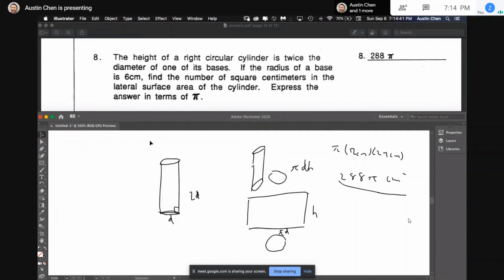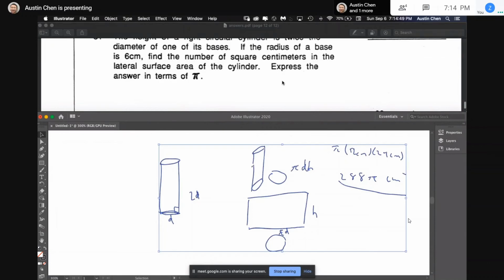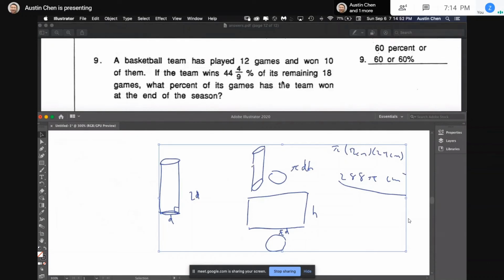Not really. Basically, just if you didn't know, the lateral surface area of something is just the surface area of the thing around it. Like for a prism, it's just the surface area without the base. Yeah, lateral surface area of the prism is the surface area of the prism without counting the bases.